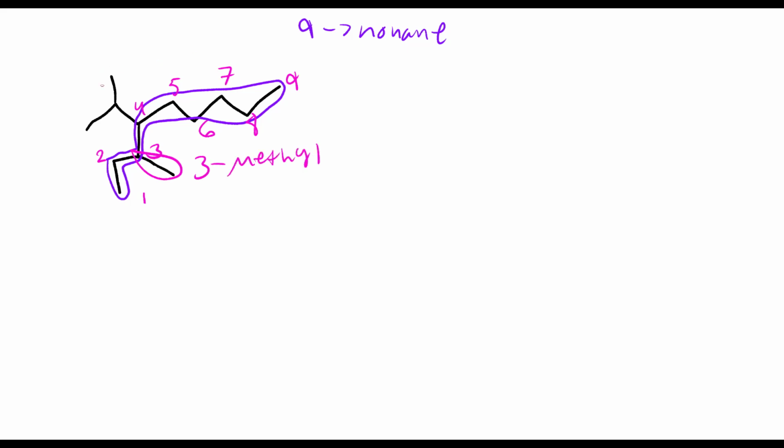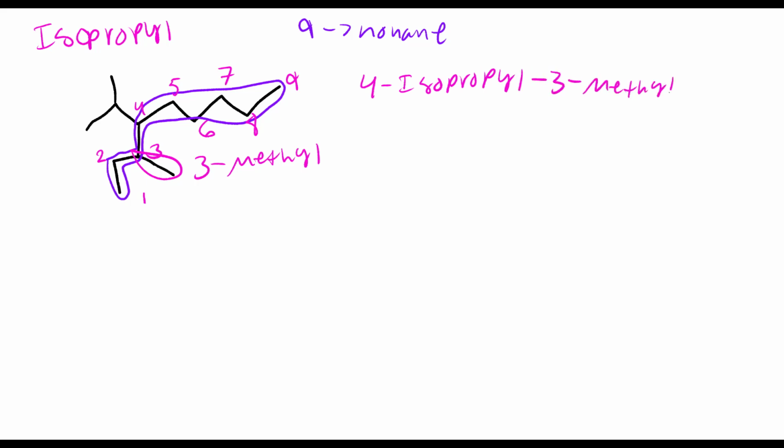And this is what? Well, it looks like a Y shape, doesn't it? It kind of looks like a Y shape, right? So let's count the carbons. 1, 2, and 3. 3 carbons. Well, if it's a Y shape, then you know it's going to be iso. It's iso, and it has 3 carbons, so we'll say it's a propyl. Now, it's attached to the 4th carbon, so we will say 4-isopropyl-3-methylnonane.